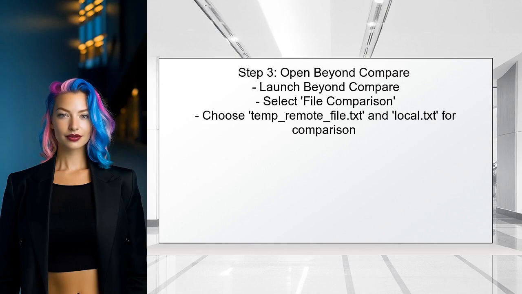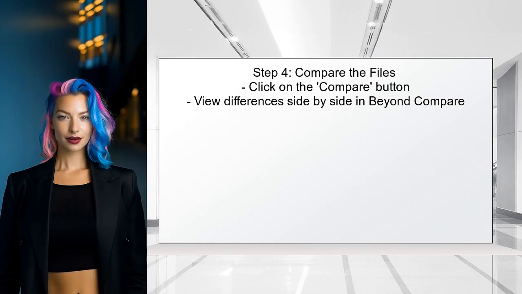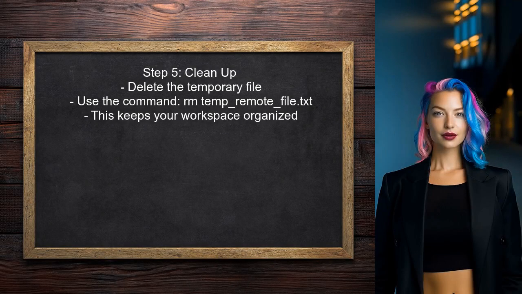Now, the user can open Beyond Compare and select the two files they want to compare. They should choose the temporary local file and the original local file. After selecting the files, the user can click on the Compare button to view the differences between the two files side by side. Finally, once the comparison is complete, the user can delete the temporary file to keep their workspace clean.